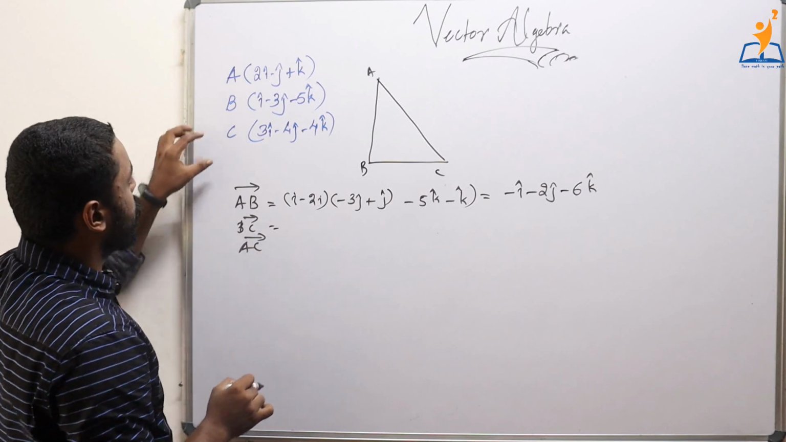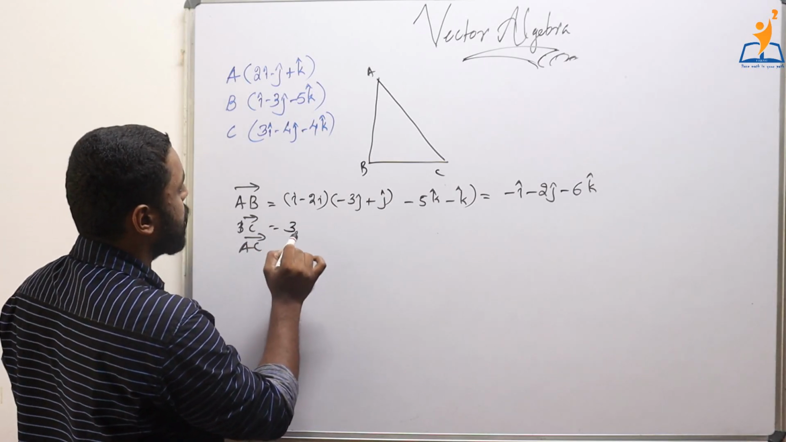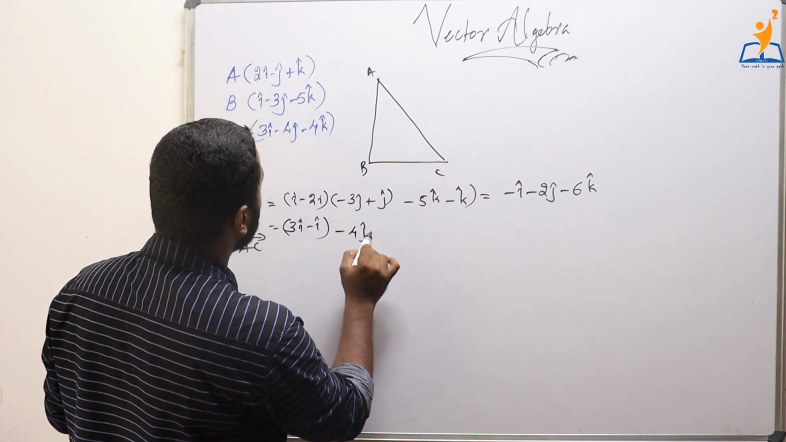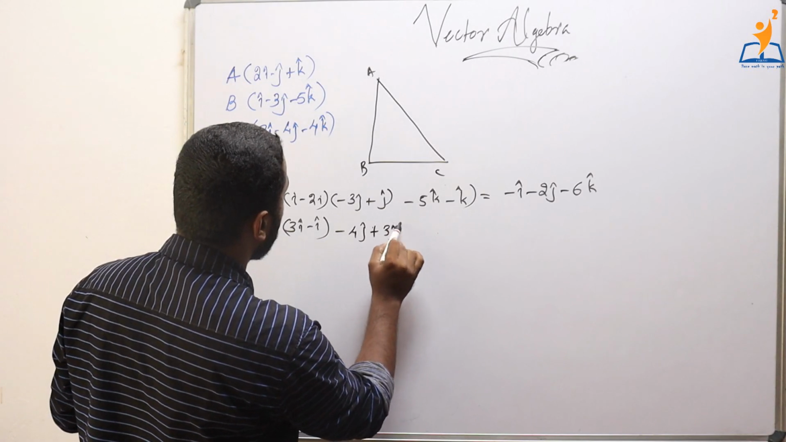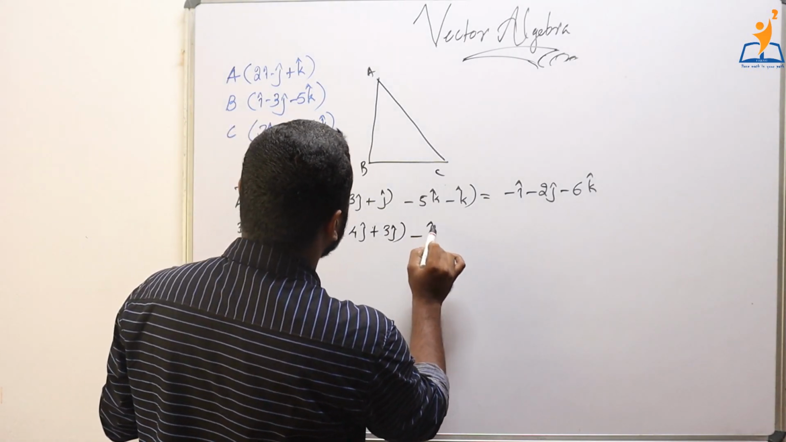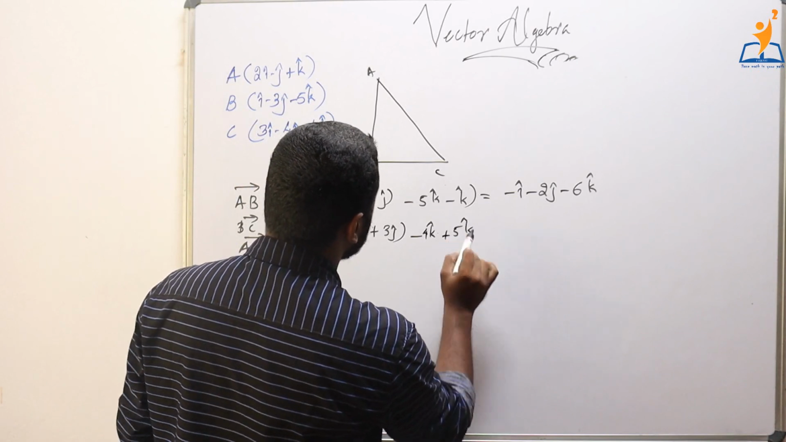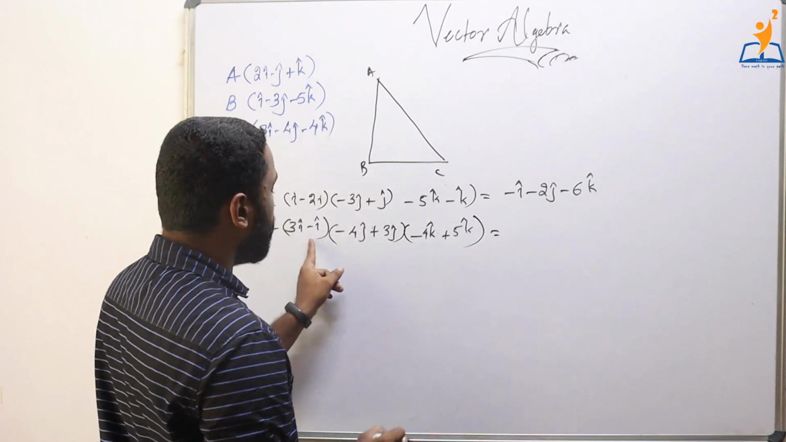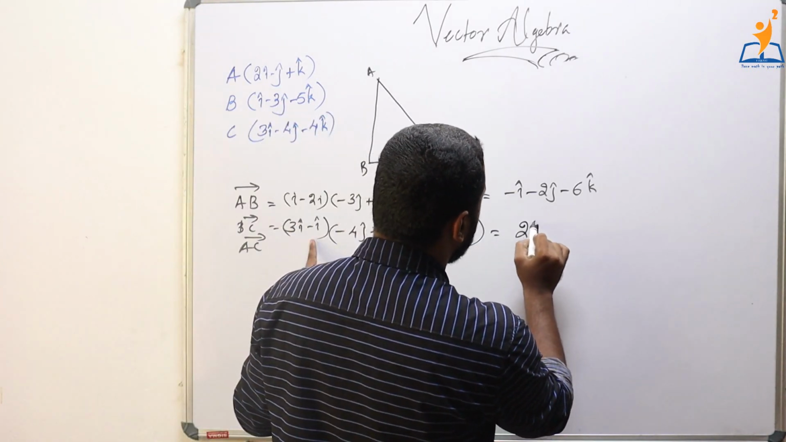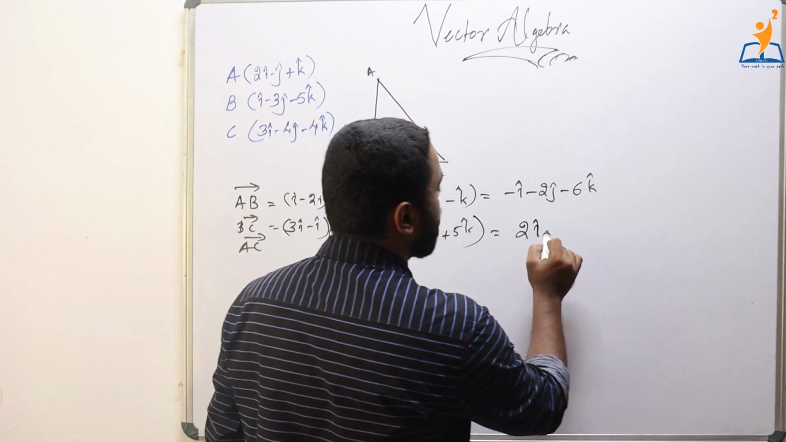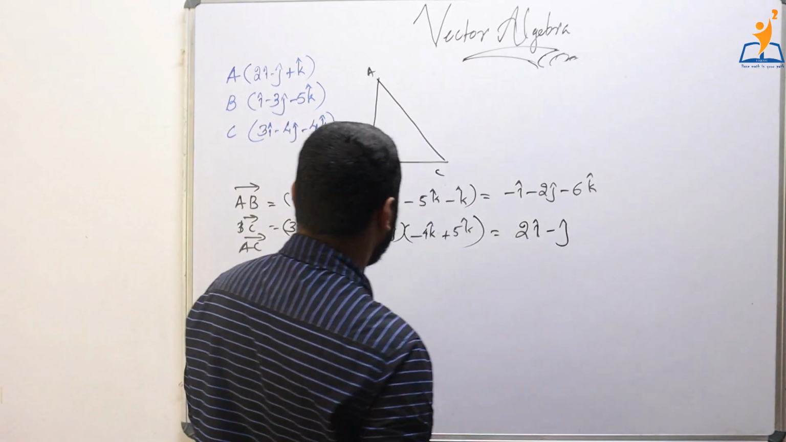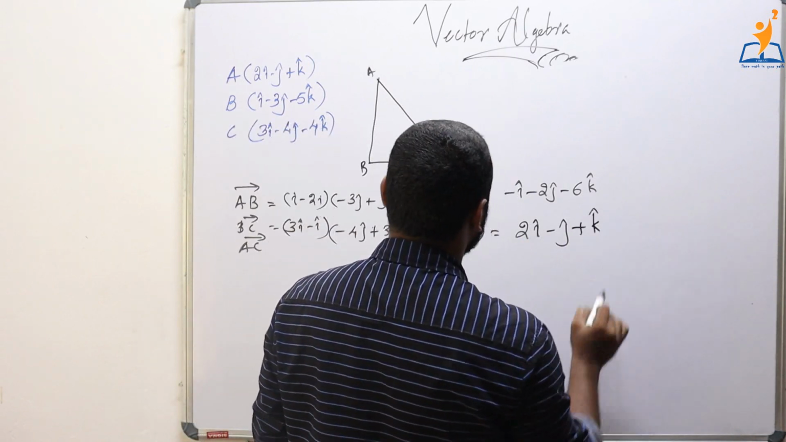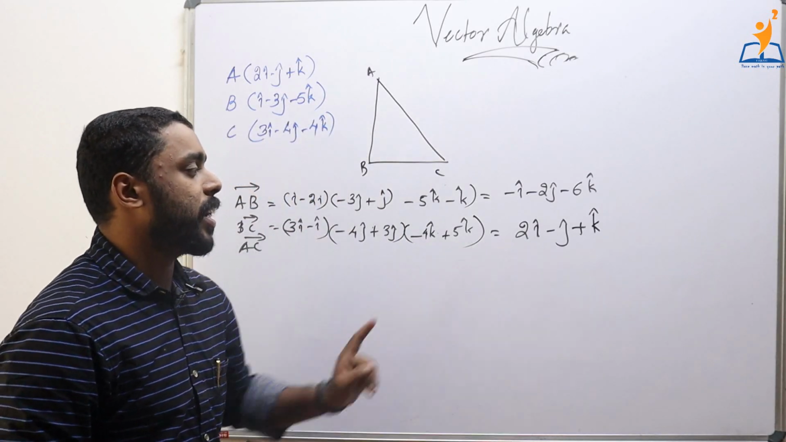Similarly, BC is equal to, here we can also find the component wise difference, 3i cap minus i cap, minus 4j cap plus 3j cap, minus 4k cap plus 5k cap. See, minus of minus becomes plus. So it will become 3i minus i is nothing but 2i cap, minus 4j cap plus 3j cap is nothing but minus j cap, minus 4k cap plus 5k cap is nothing but plus k cap. Minus 4 plus 5 is nothing but 1. So we get it like this.